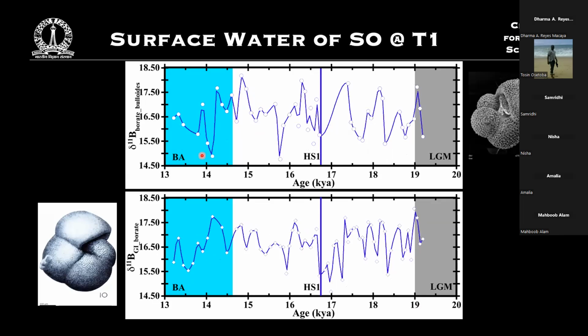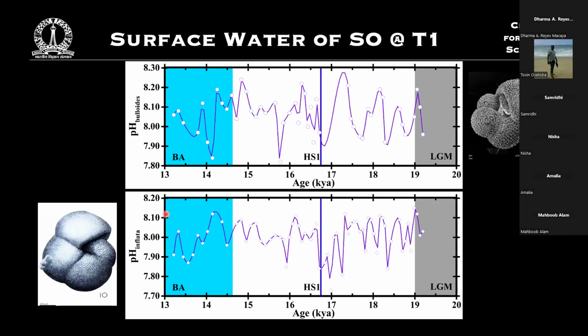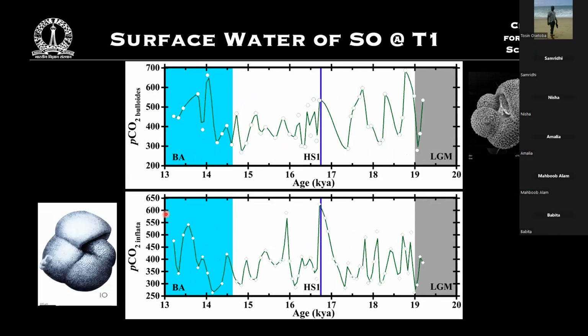When we convert, so this is what the borate values look like. In bolloides space it is varying between 15 per mil to around 18 per mil, and in inflata space, it's varying between 15.5 per mil to 17.5 per mil. And we convert them to pH. The pH range is between 7.8 and 8.2 for bolloides, and for inflata it's between 7.8 and 8.1.